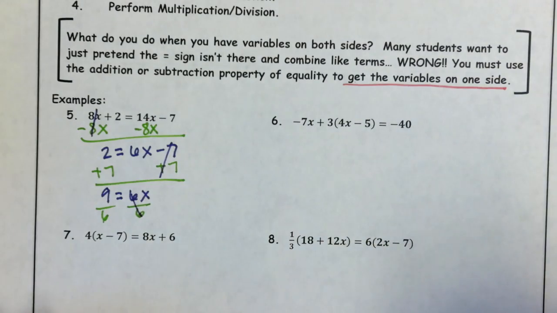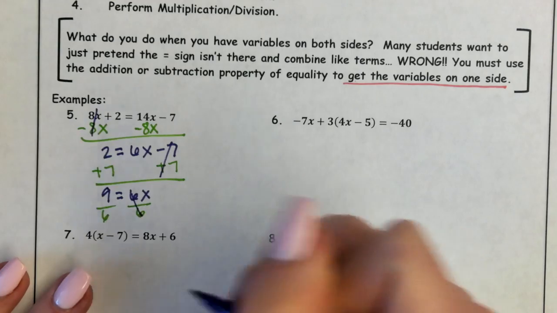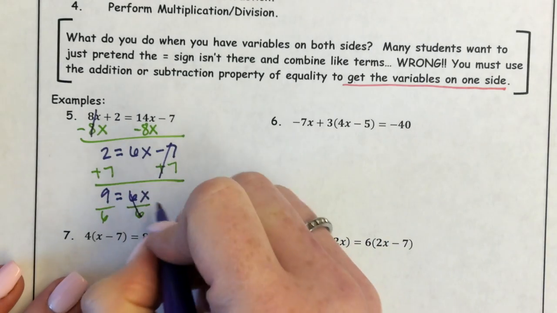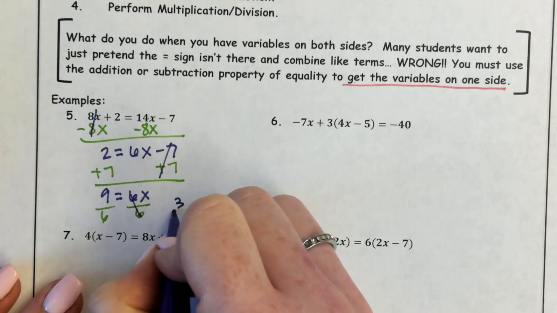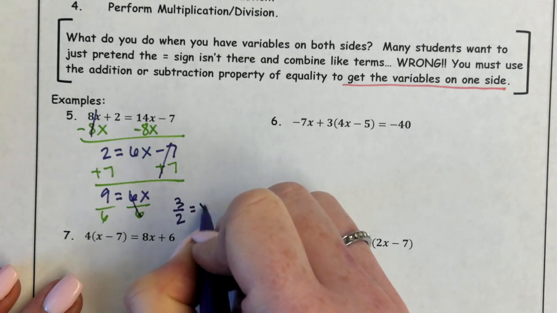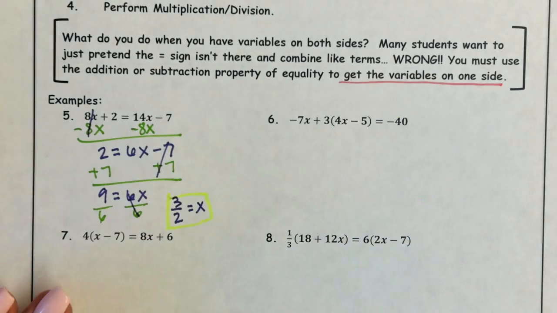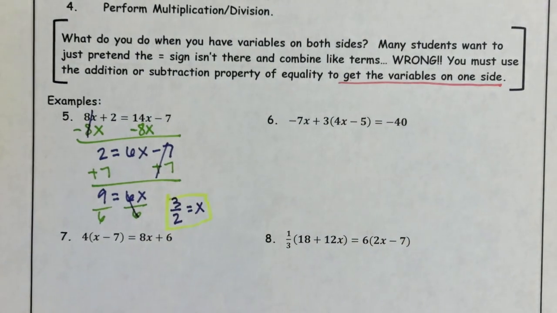9 over 6 does not completely simplify, but that is a fraction that we can simplify. Both 9 and 6 can be divided evenly by 3. So that would actually simplify to 3 over 2 equals x. Hopefully you remember those simplifying fraction rules. Okay, let's look at the next one.